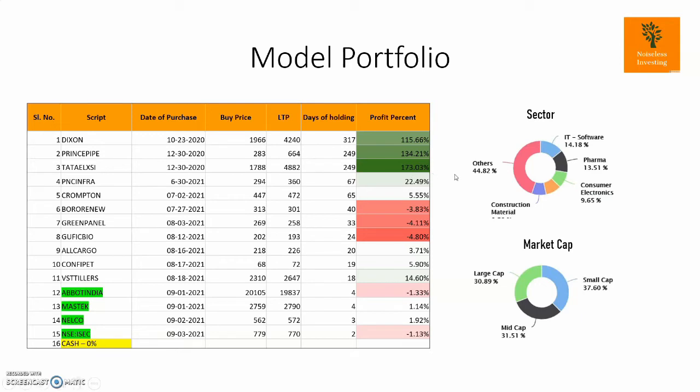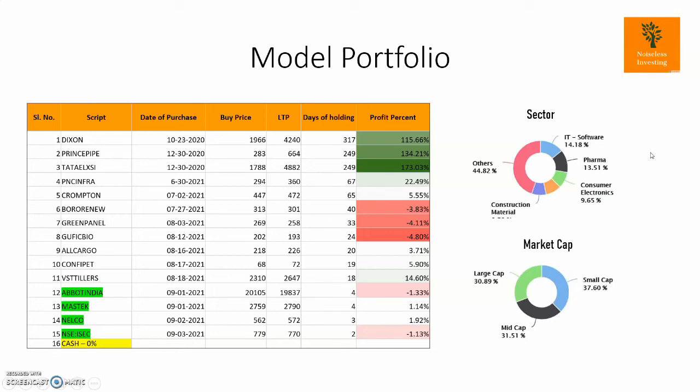And following the process, I have made this portfolio, and right now the cash percent is only zero. I don't have any cash. I'm fully invested, and with my position sizing strategy, I have 15 stocks in my overall portfolio. So these are some new entries: India, MASTEK, NELCO, and ISEC.